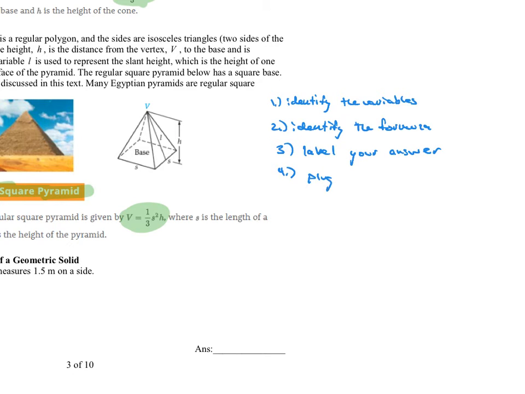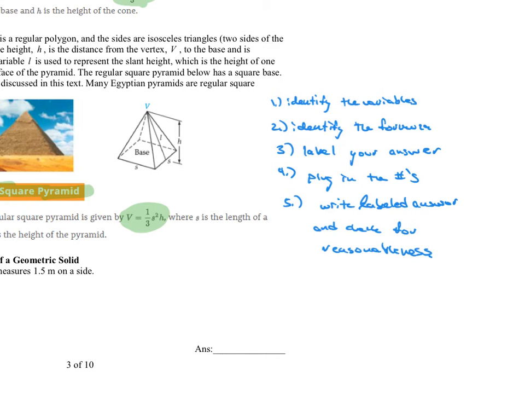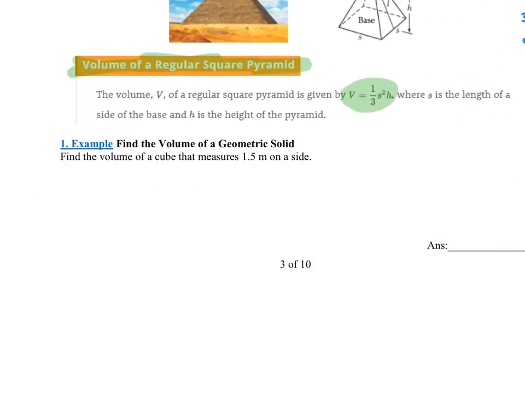Step 4 would be plug in the numbers. And then step 5 would be get the answer, or write the labeled answer, and check for reasonableness. Okay, so that's the steps to all of these problems. So let's look at this.